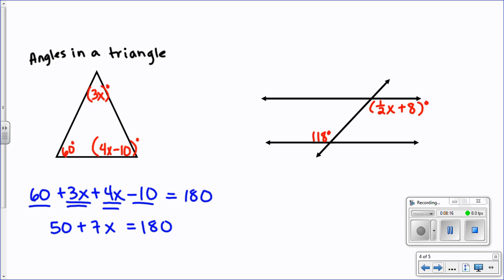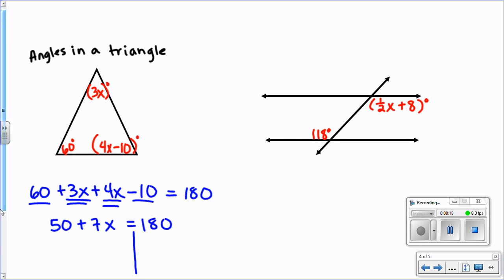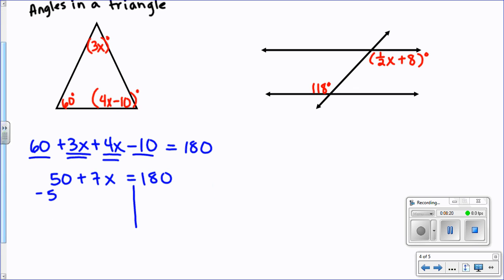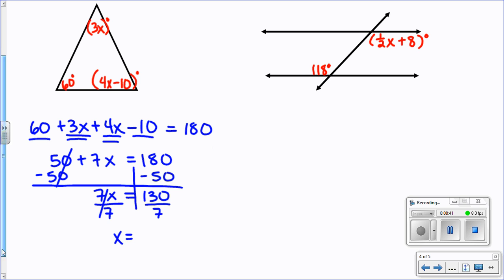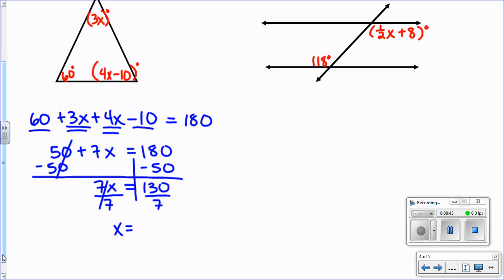Now I can solve, so I do the opposite operation. 50 is positive, so I need to subtract. That is 130. And then I need to divide by 7. We get a long decimal here, so I'm going to round to 2 decimal places. And I get 18.57.